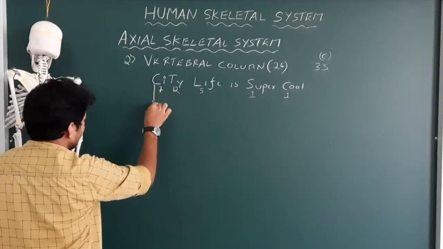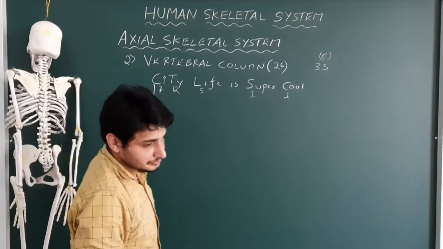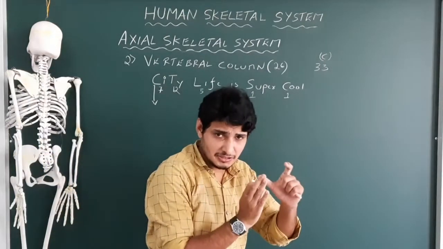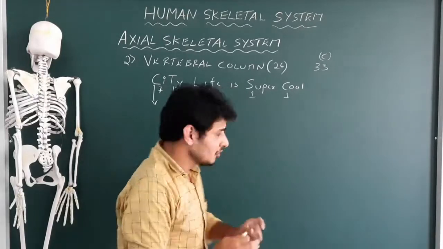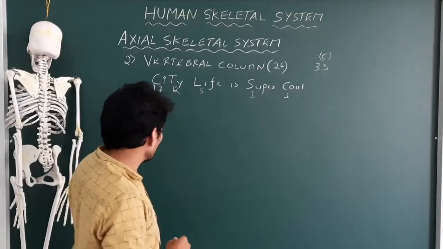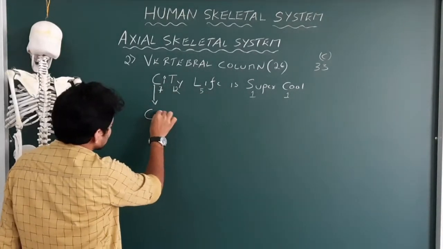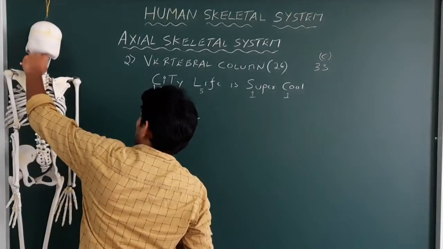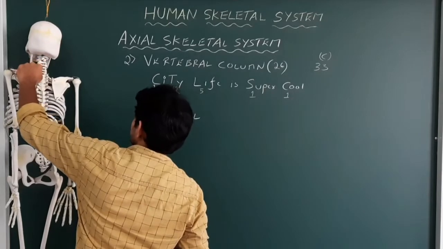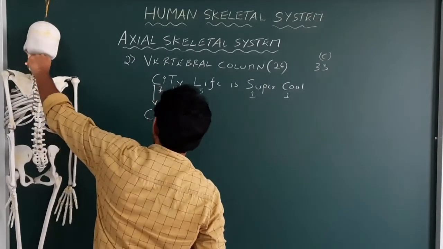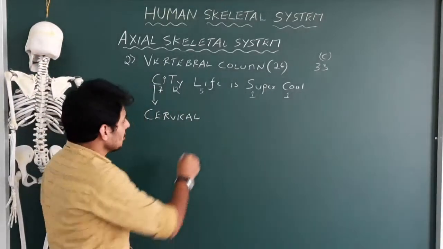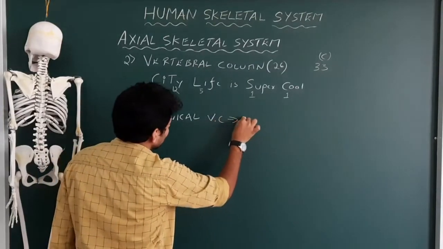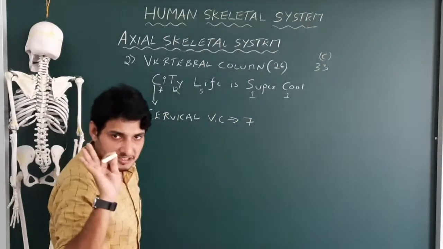So I am taking this C now. Let me just write, that is our first part. Seven vertebrae are there, which is the first part of the vertebral column, which is called cervical. So let me write cervical. If you count from here, 1, 2, 3, 4, 5, 6, 7. The first 7 make the cervical vertebral column. So how many are there in total? 7 are there. Okay, very simple.